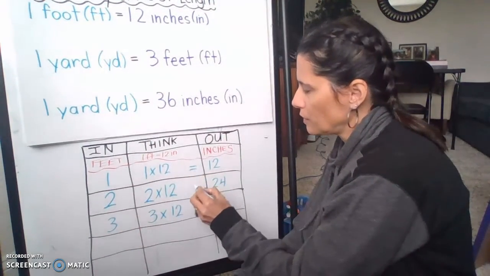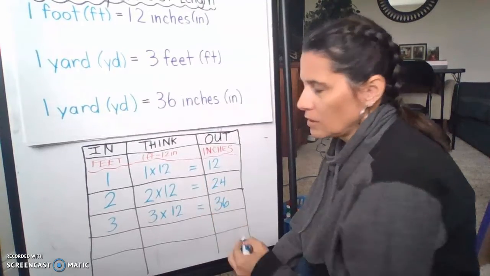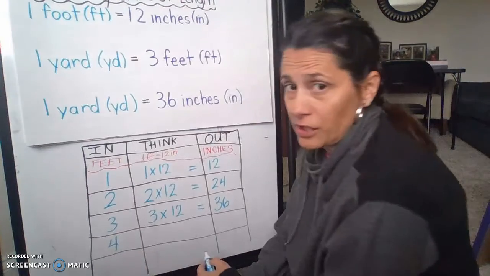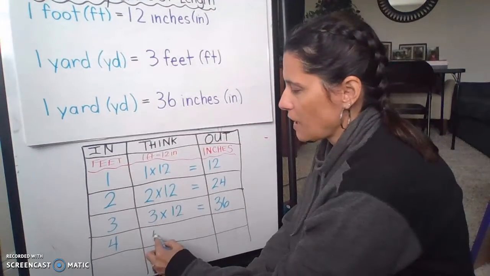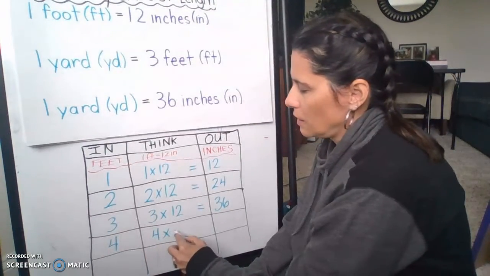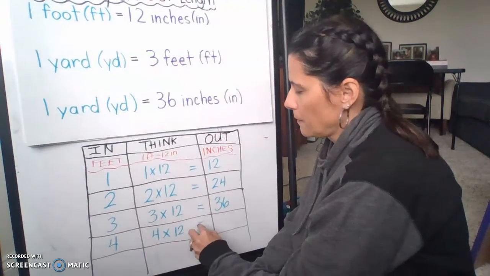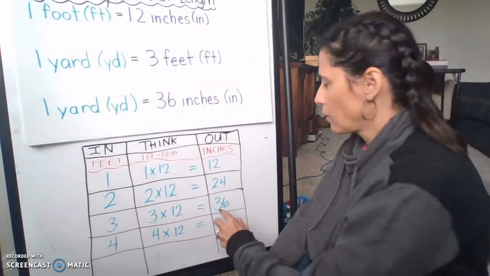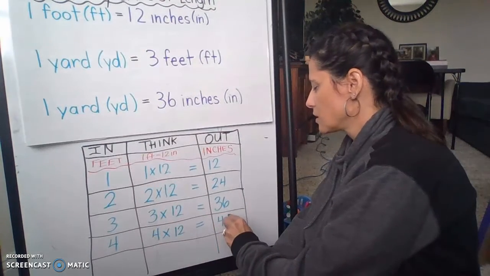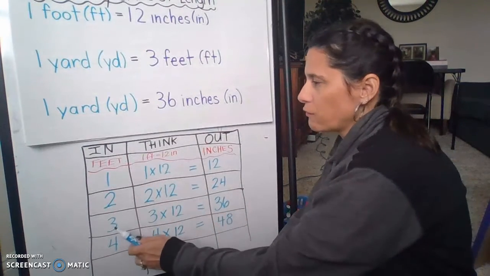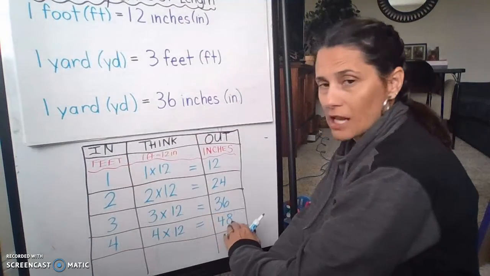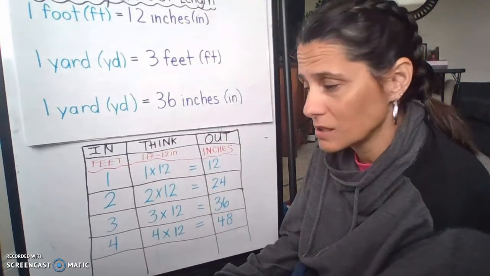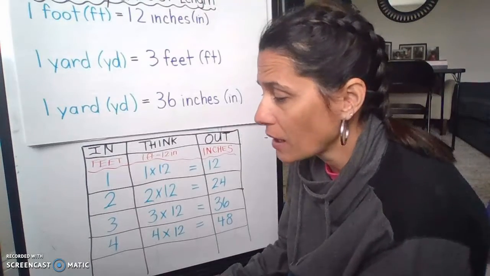We can go ahead and put our equal sign here too, if we wanted. All right, so let's keep going. 4 feet, 4 rulers. So that means I have 4 groups of 12. Okay, so 4 groups of 12. So that is 48 inches. So that means 4 feet is the same as 48 inches. So we are going to be doing this today for your practice.